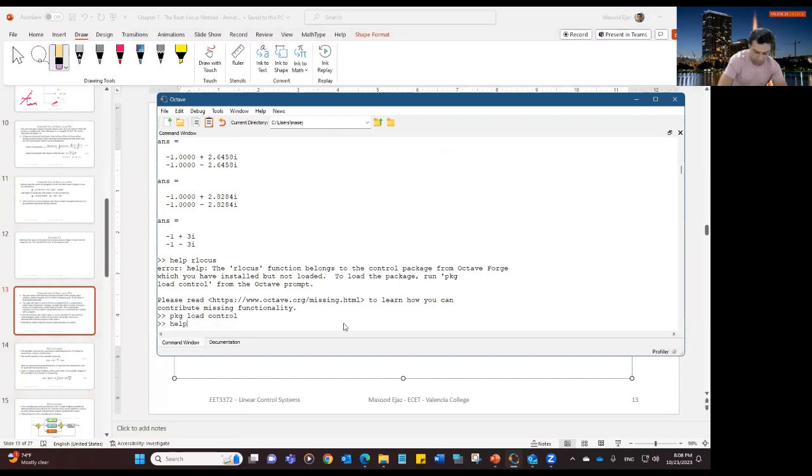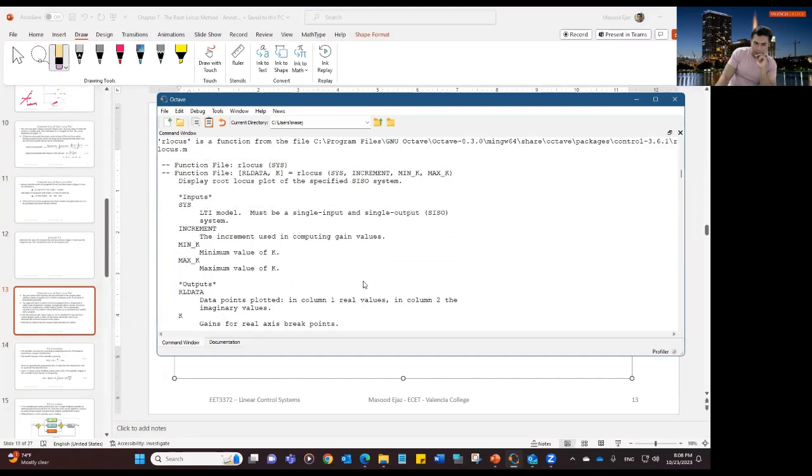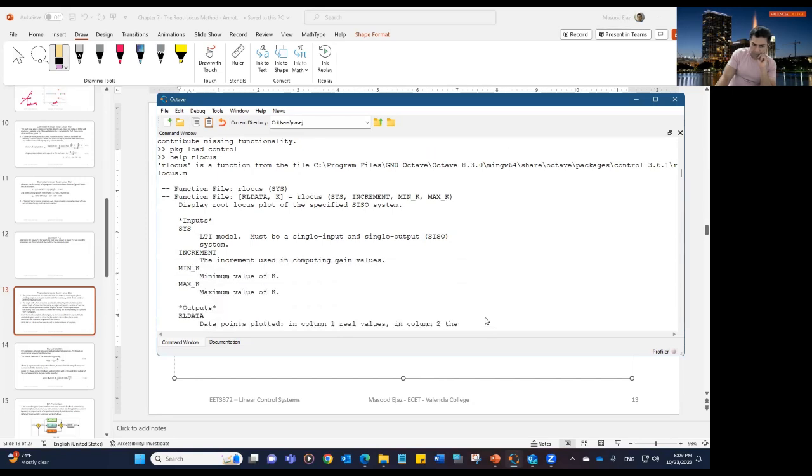So if you use the rlocus function, define a system, like we did with the transfer function system, you define a system and use rlocus, and it is going to plot the root locus values. You can also give rlocus the system, the minimum value of k, and the maximum value of k.